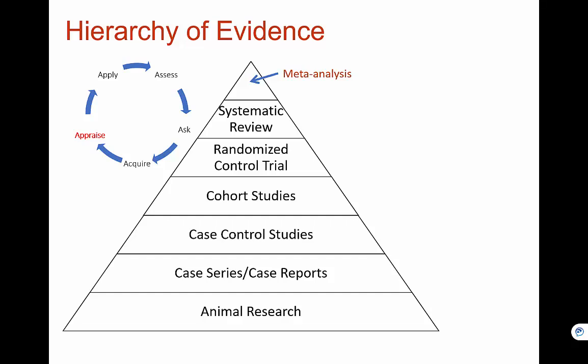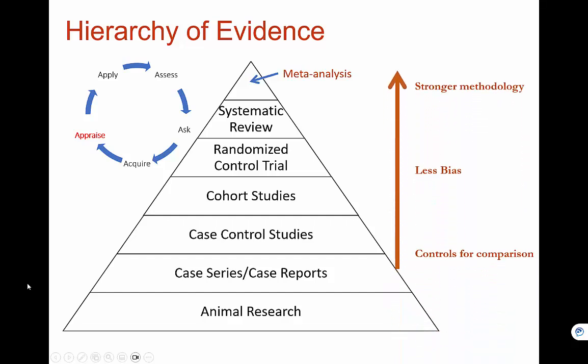The hierarchy of evidence is a core principle of evidence-based practice. The evidence pyramid provides a way to visualize both the quality of evidence and the amount of evidence available. As you move up the pyramid, the study designs are more rigorous and less biased. And you can see that the study designs at the top have a stronger methodology.